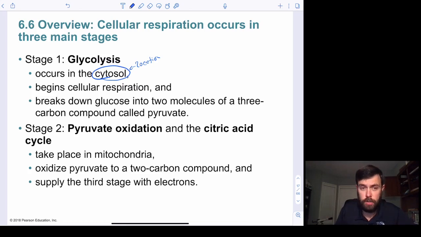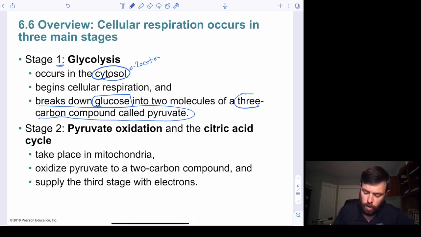This is the start of cellular respiration, so stage 1. Really the idea is we're going to break down glucose and make a 3-carbon compound called pyruvate or pyruvic acid. It just depends on where we know it at that point. Remember, we are going to make a few NADHs and some ATP as well. So we'll talk about those a little more in detail as we get there.